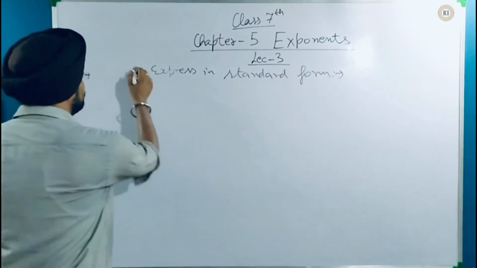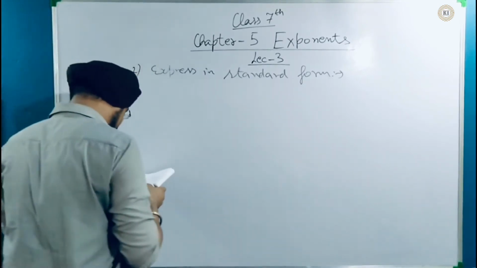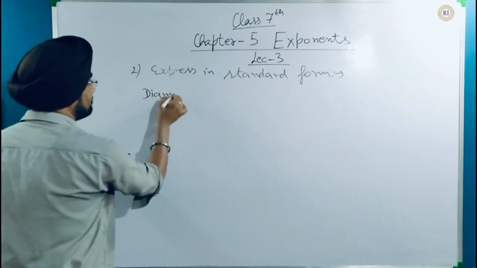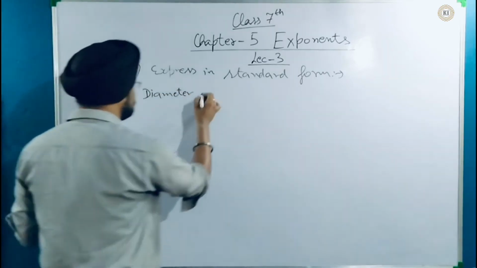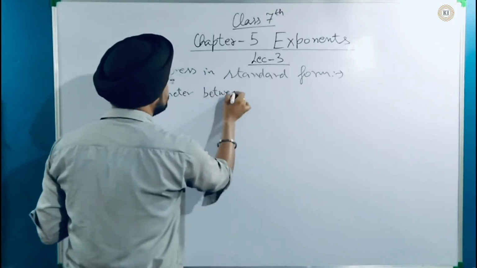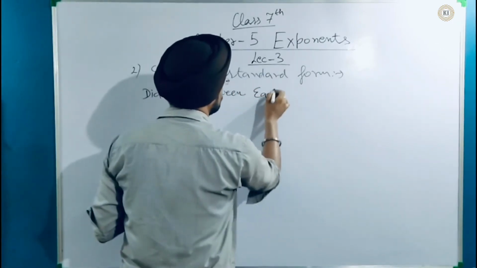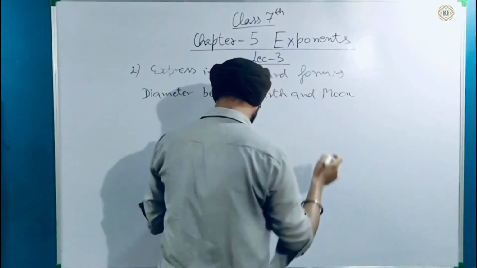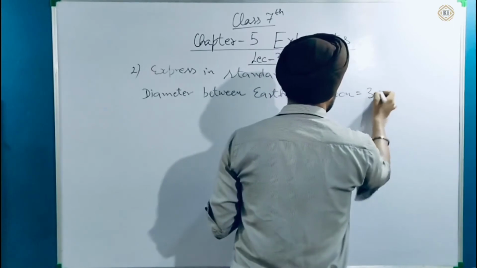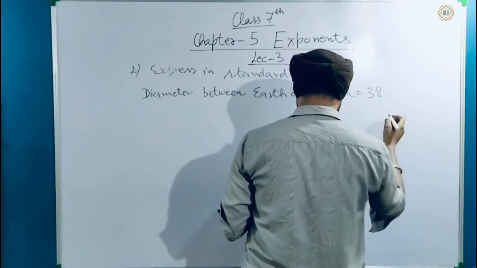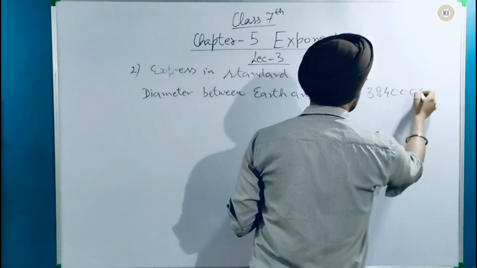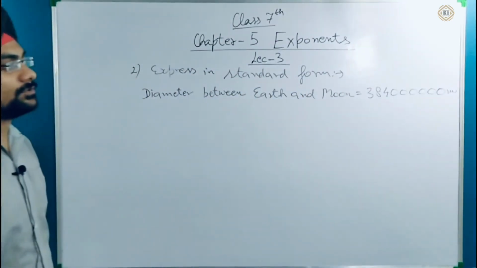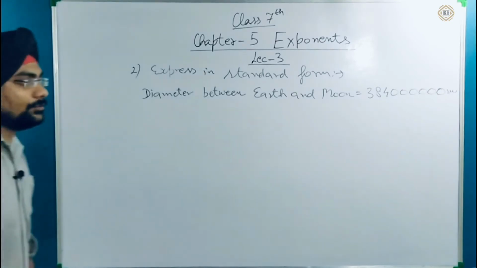In this question also we have to express the value in the standard form, in which the distance between Earth and Moon is given as 384,000,000 meter. Now we have to write this value in the standard form.